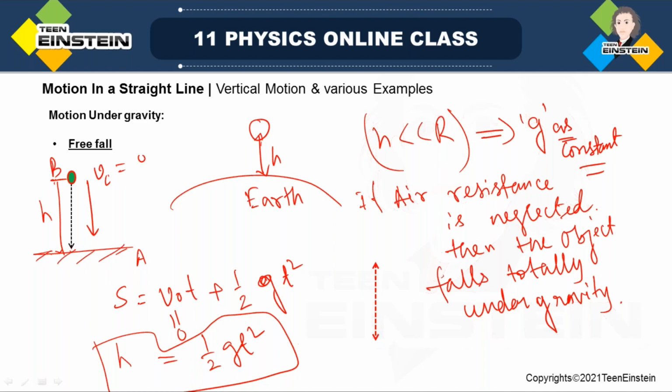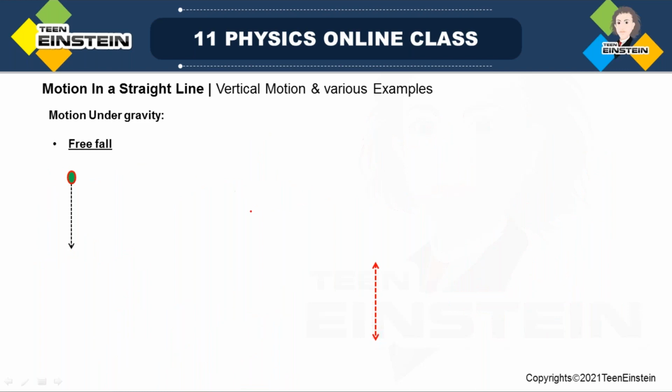Now I'll talk about upward motion. Suppose you have an object over here, you give it a certain initial velocity v0 and throw it upwards. Your g is downward. How much height will it rise, and how do we find that out? If you know the initial velocity, the object will rise to its highest height and there it will stop. Until it stops, it will move upward, and where it stops, its final velocity is going to be zero.